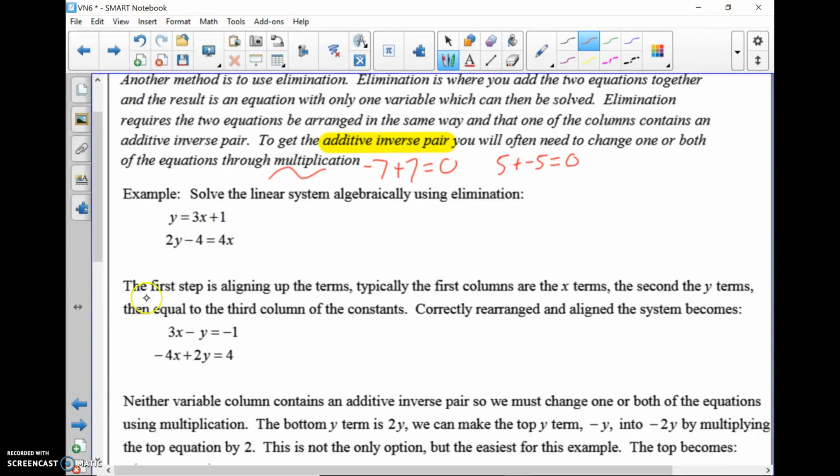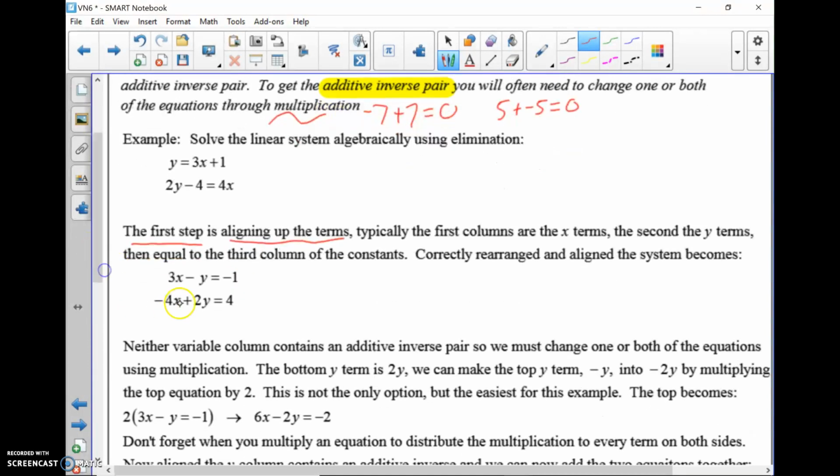So the first thing you'd want to do, the first step, is aligning up the terms. So what that means is I need everything to be on top of each other, like terms. So my first column is my x terms, my second column my y terms, then I have an equal sign, and then the constants, the numbers without variables, are on the right side of the equal sign lined up together. So everything is in columns.